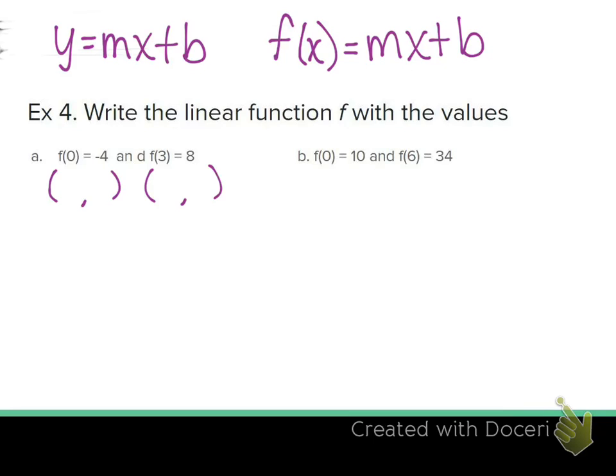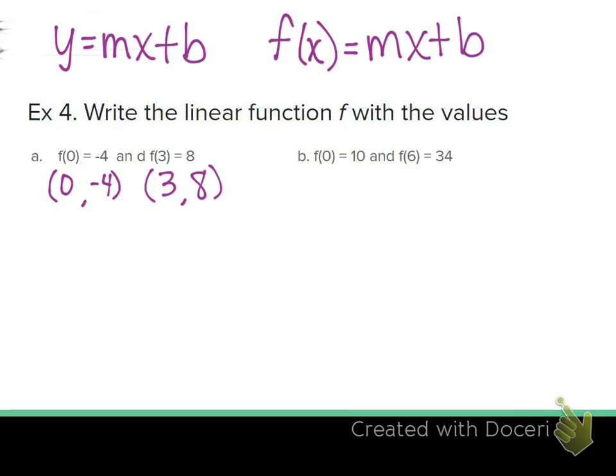In the first one that they gave us, f of 0 equals -4. What do you think they plugged in for x? The 0. They put 0 in place of the x. And what did they get as their output? -4. So the second function value they gave us represents what point? 3 comma 8. Questions about how we're getting this information from what they gave us?